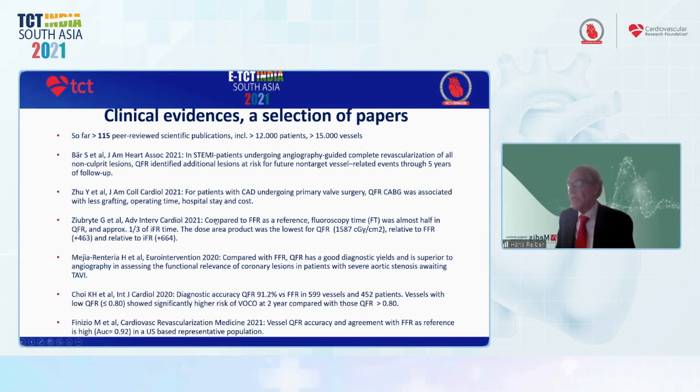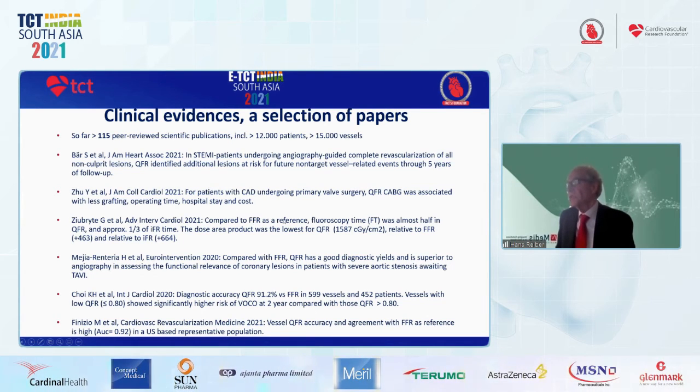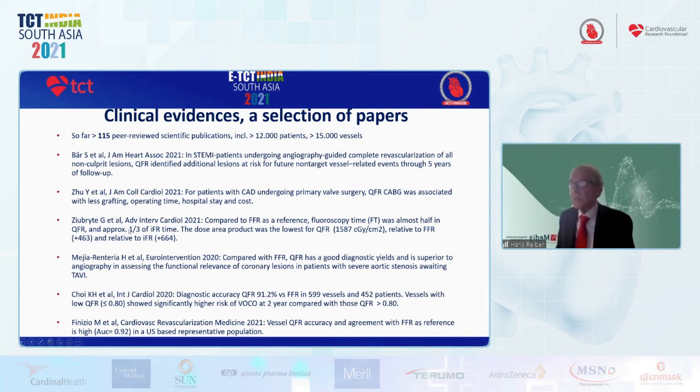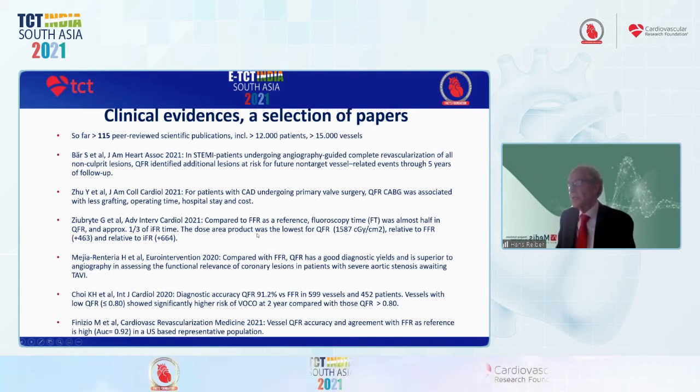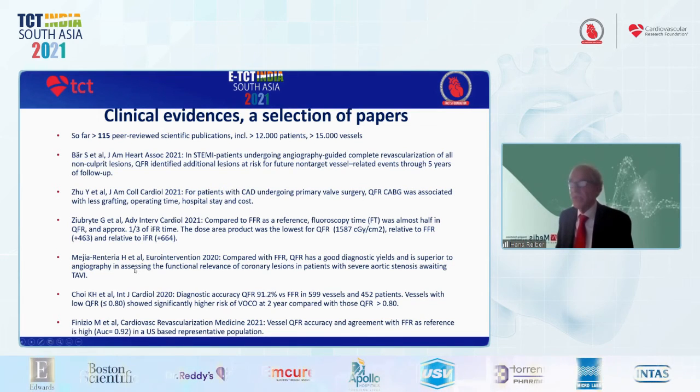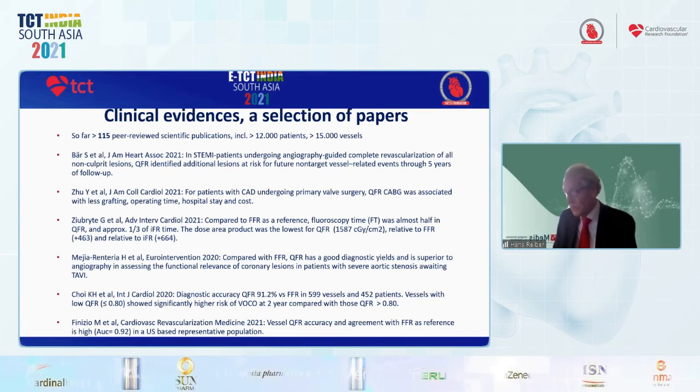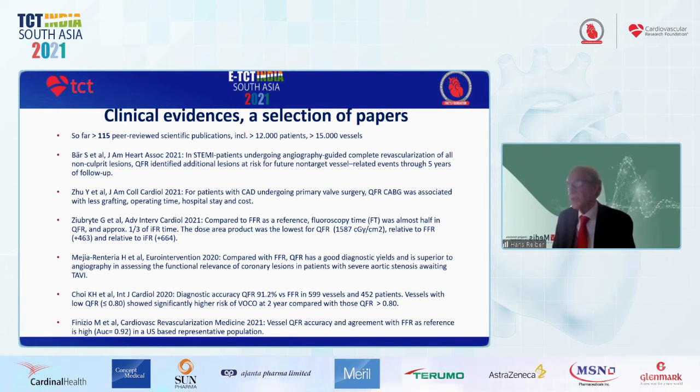I would like to mention the study by Dr. Chubrite, where, compared to FFR as a reference, she found that the fluoroscopy time was almost half with QFR and almost one third of iFR time, and also the dose area product was the lowest for QFR. Also Dr. Hernan Mejia Renteria from Madrid showed that compared to FFR, the QFR has a high diagnostic yield and is superior to angiography in assessing the functional relevance of coronary lesions in patients with severe aortic stenosis awaiting TAVI, also an area of high clinical interest, of course.